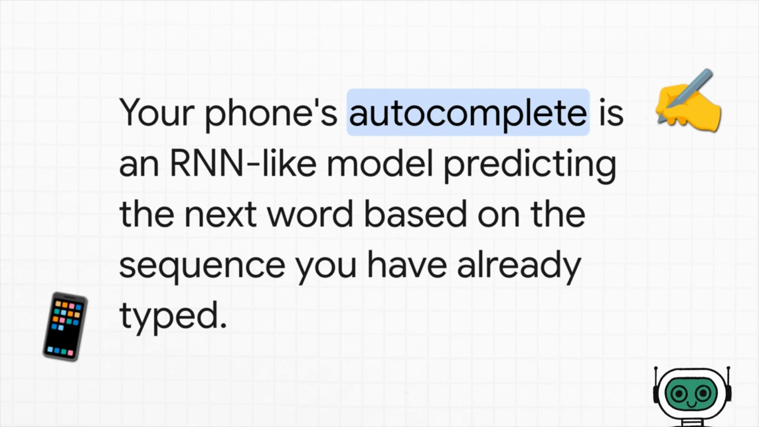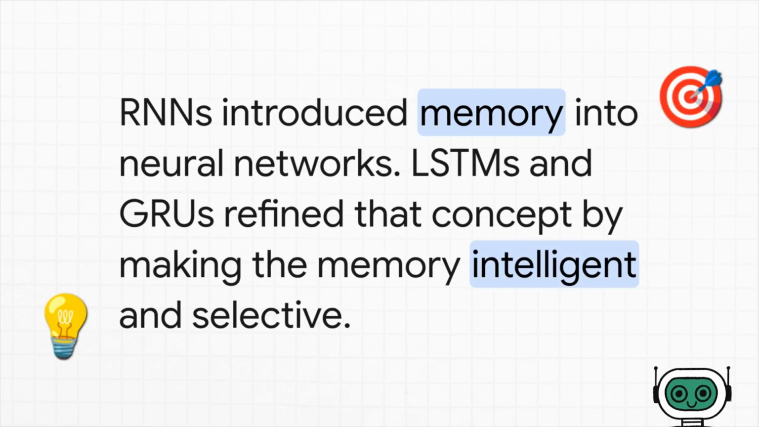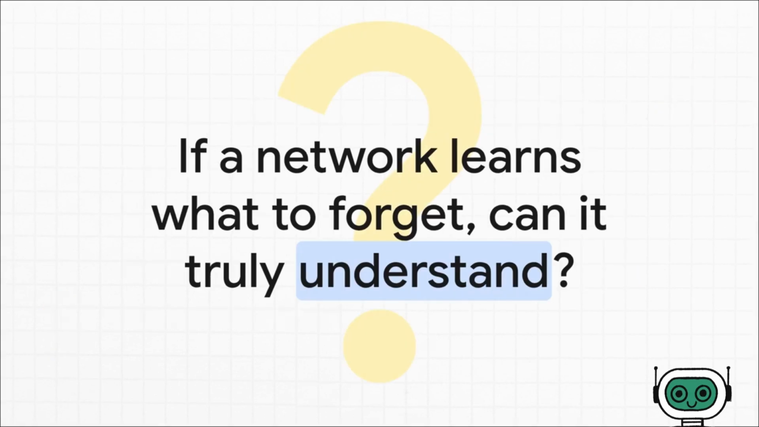But maybe the most common example is right in your pocket. When your phone's keyboard suggests the next word, that's an RNN-style model at work. It's looking at the sequence of words you just typed and making an educated guess about what's coming next. It's pure sequence prediction. So if you remember one thing, make it this. RNNs gave neural networks a memory, and advanced versions like LSTMs and GRUs made that memory intelligent. And that leaves us with a question to think about. If a machine can learn what's important enough to remember and what's safe to forget, what does that really say about its ability to understand?